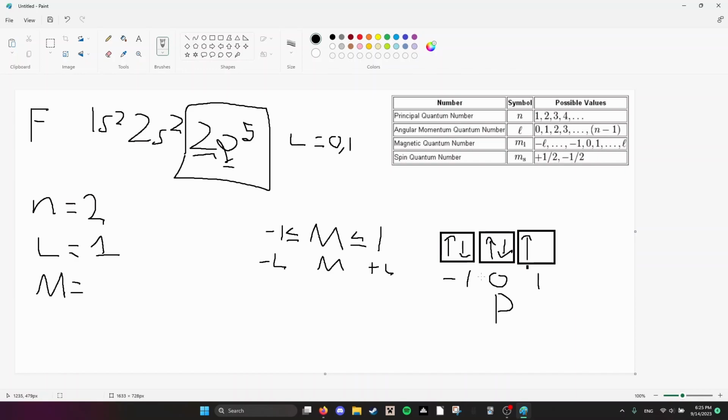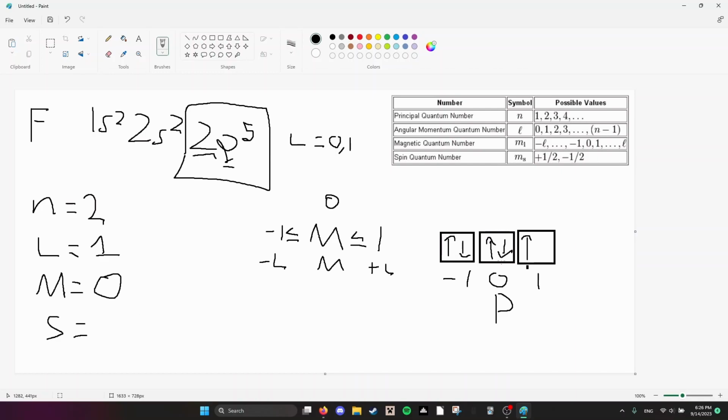You want to go ahead and see what number am I above because of my last electron. In this case, we're above 0, which means that M is equal to 0. We can see that that does in fact check out. 0 is between negative 1 and positive 1. Really good. All right, now M sub S, also just referred to as S, is the easiest one.